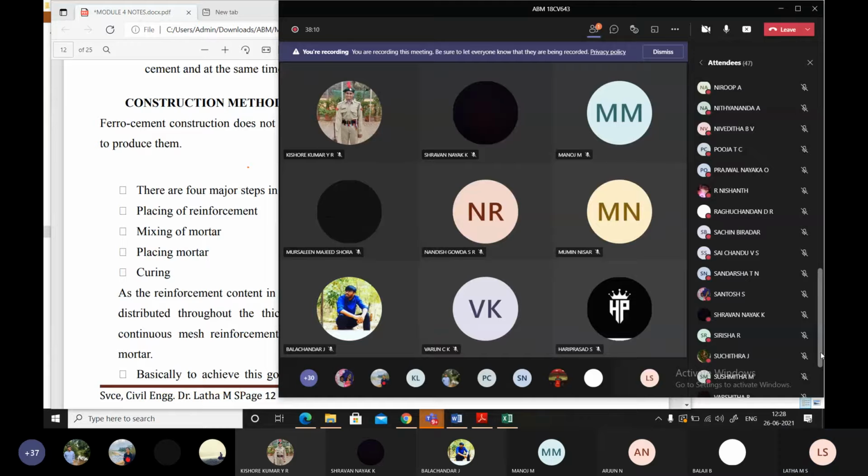Nivedita, can you tell me what are the materials used for ferrocement? Yes, ma'am. Cement, sand, wire mesh, and steel bars. Okay, very good, very correct answer. Along with that, if I want to improve the properties, what should be used? High tensile steels, ma'am.